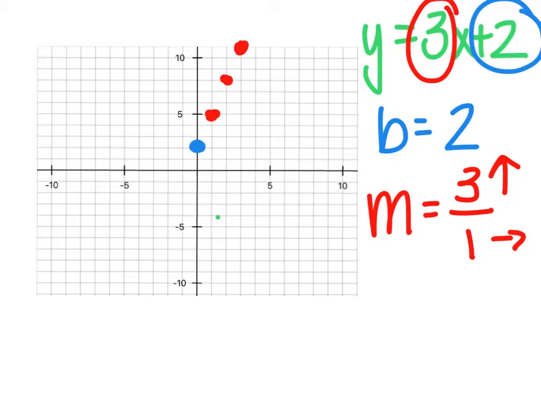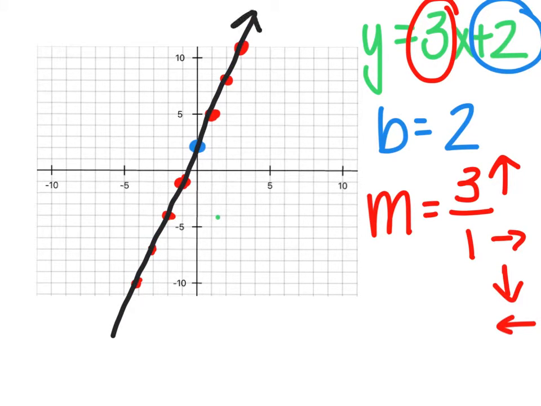The opposite of going up and right is to go down and left. So I can also, from my beginning, go down 3 and left 1 and put a point. And I can go down 3 and left 1 again and put a point. And I can do that a third time, and actually one more time, down 3 and left 1 and get another point. And if I were to connect all of these points on my graph, I would get a line. And that's how we graph our line.